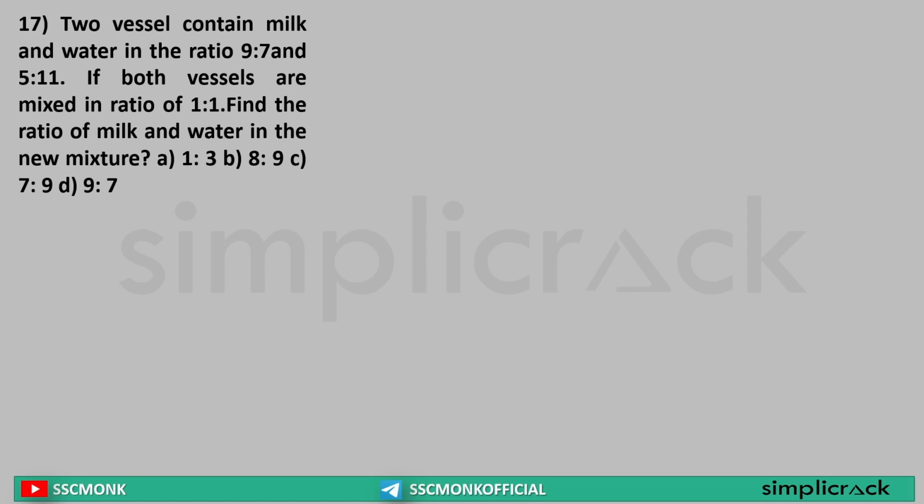Next, two vessels contain milk and water in the ratio 9:7 and 5:11. So first, milk to water 9:7. Second part, it is in the ratio 5:11. Total here 16, total here 16. Clear? Yes, sir. So what happened? If both the vessels are mixed in 1:1 ratio, whatever quantity is taken from here, the same quantity is taken from here. So if it is added 1:1, I will simply add both.